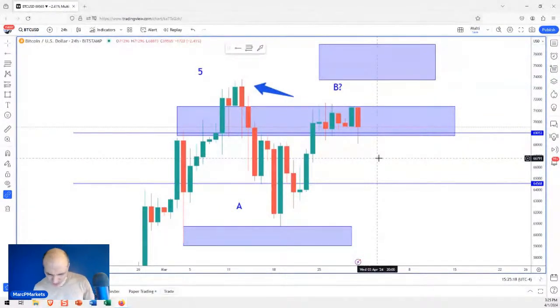Armin asks, how to navigate the halving? Okay, good question. It was a long squeeze.